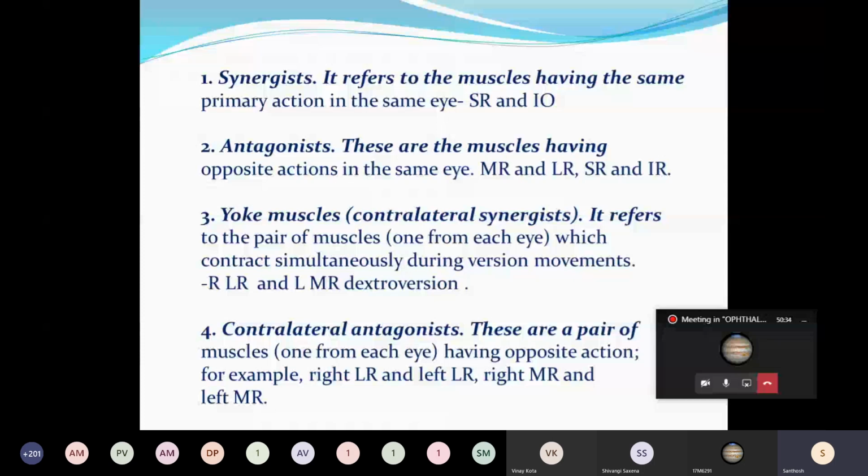Contralateral antagonists are a pair of muscles, one from each eye, having opposite action. For example, right lateral rectus and left lateral rectus. The right lateral rectus moves the eye to a dextroversion position, while the left lateral rectus moves the eye to an opposite gaze altogether, that is levoversion. Another example for contralateral antagonists will be right medial rectus and left medial rectus.